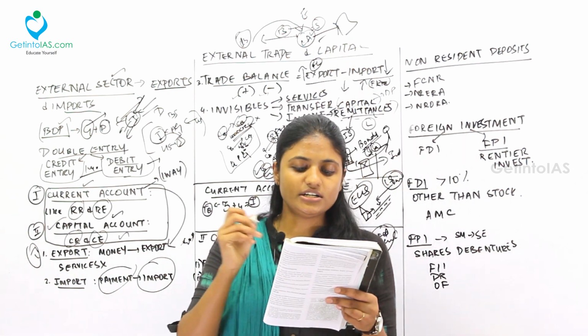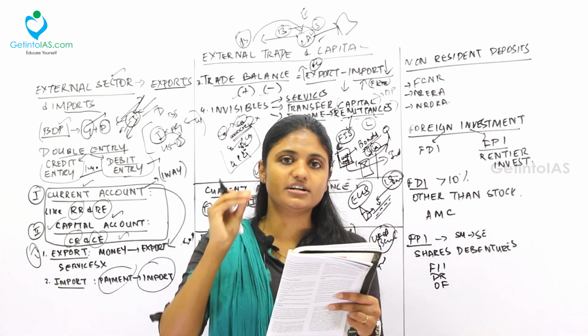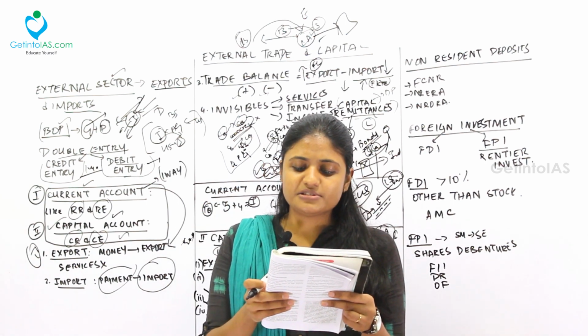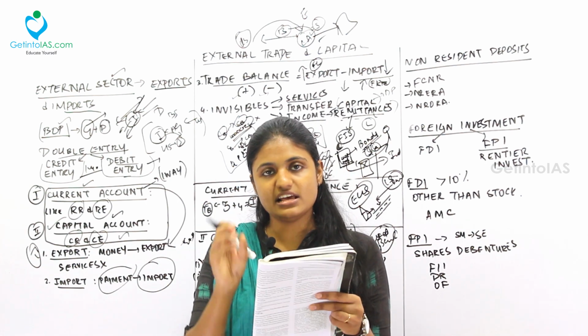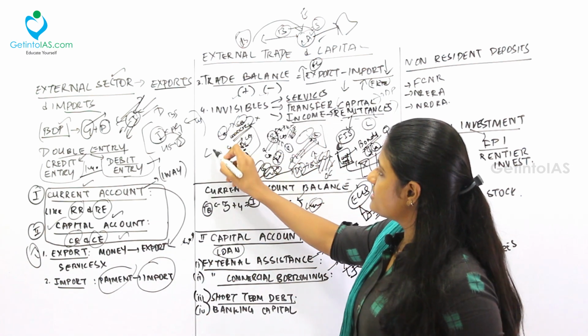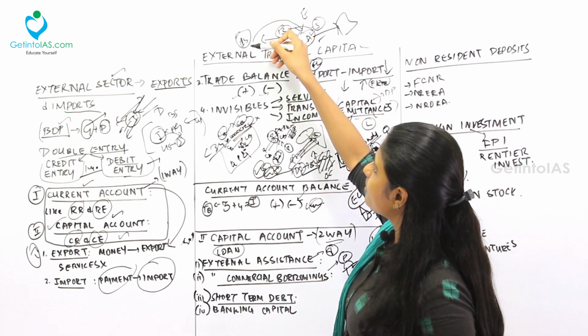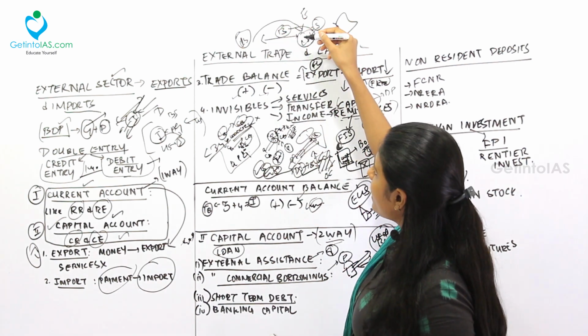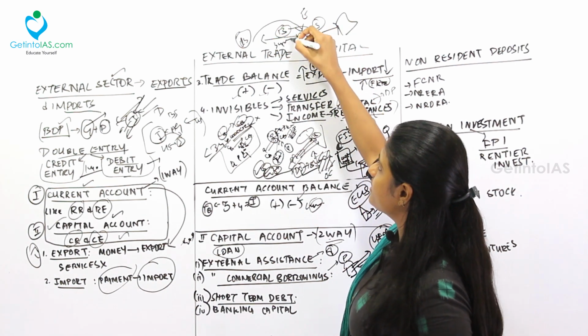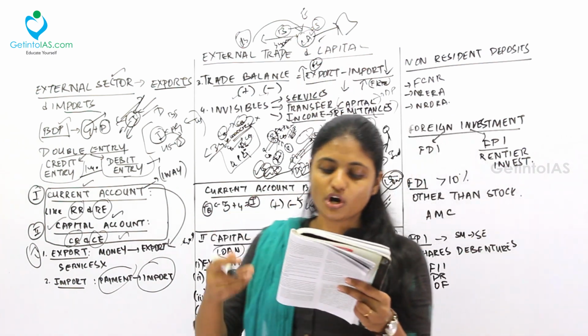Next one, short-term debt. What is called a short-term debt? Short-term debts are trade credits with a maturity of less than 3 years. If the debt is less than 3 years, it is called short-term debt. See, if company A is borrowing from this person, company A has to repay the debt within 3 years. So these are called short-term debt.